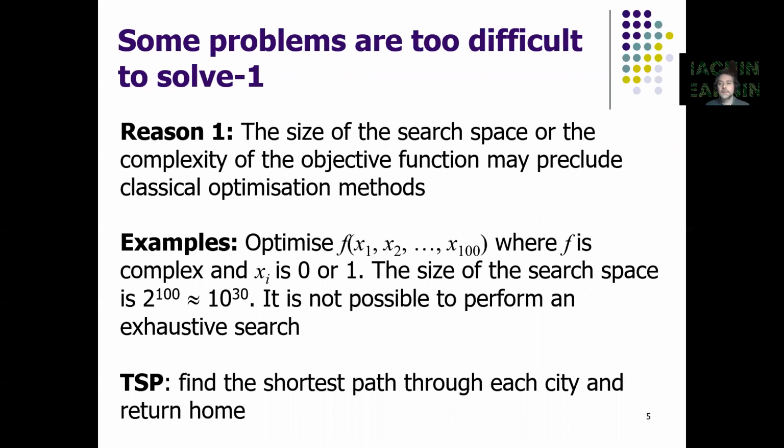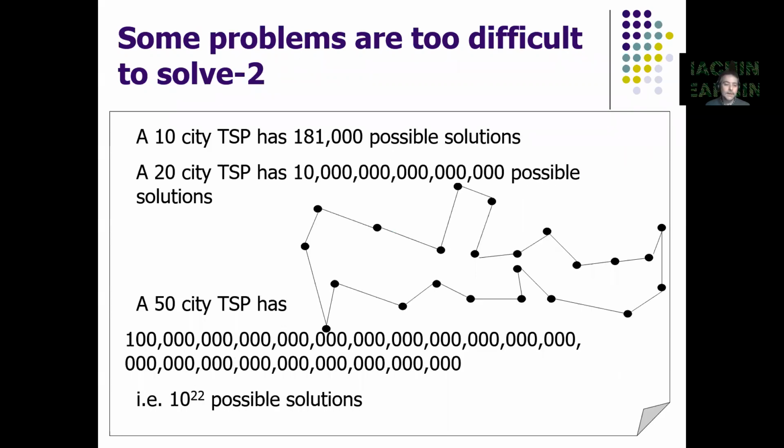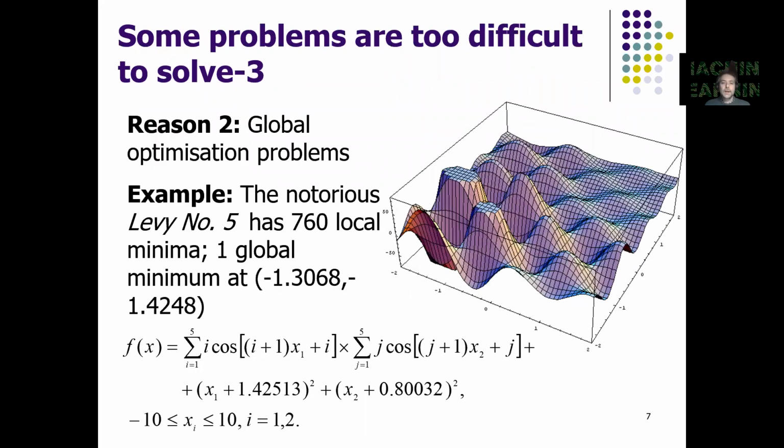Another type of problem is the TSP, the travelling salesman problem. It's a shortest path optimization problem. In this case, for example, we have 10 cities and you can see 181,000 possible combinations. If you go to 50 cities, then we are talking about 10 to the power of 22 possible solutions. Clearly solving this kind of problem with traditional optimization is not very simple. GAs, evolutionary algorithms, swarm intelligence, which I'm going to present in another lecture, have performed very well in TSP problems.